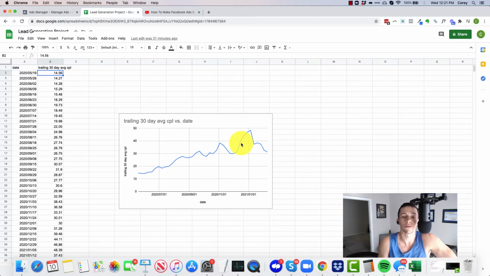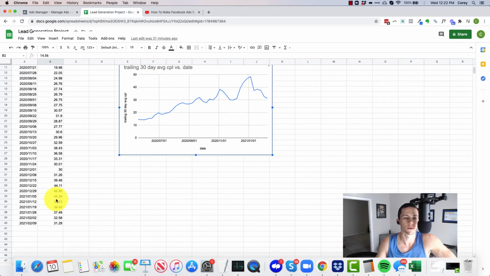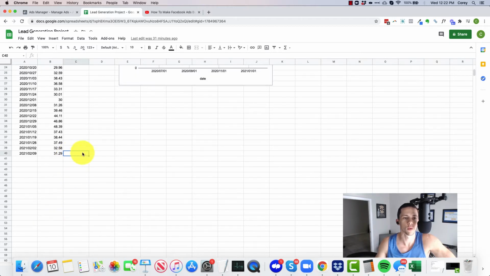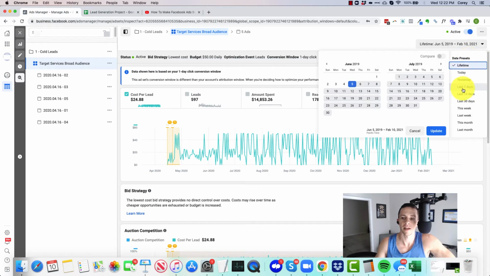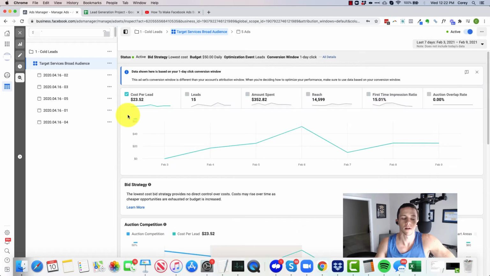Audience saturation really doesn't seem to matter much. It does not overcome the seasonal trend. Yes, our cost per lead is going up, but that's seasonal, and I would expect that here. And now things are going down, right? And if we look at things right here, I think our 30-day was at 31. But if we look at our trailing 7 days here, let's just put it at 7 days, I think we'll see our cost per lead goes back down to $23.52.